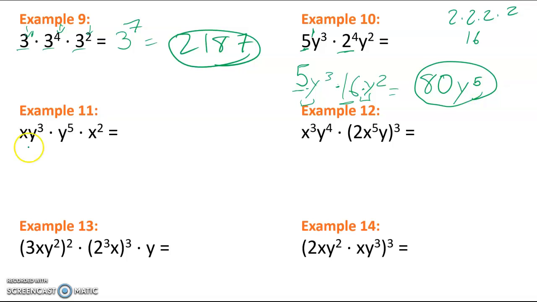So, move on to example 11 here. I have x. You don't have to do this, but I like putting x to the 1 power if there's no exponent there, so it's a visual that you remember that number instead of forgetting to add that number.